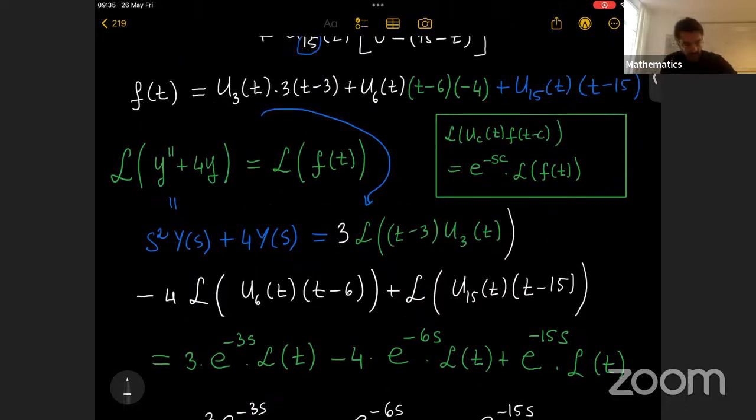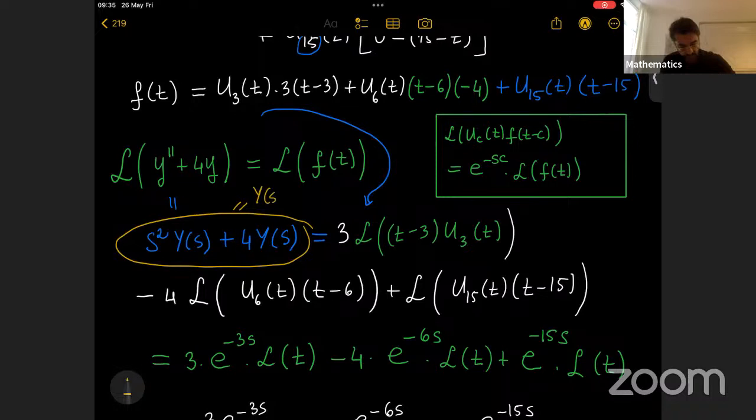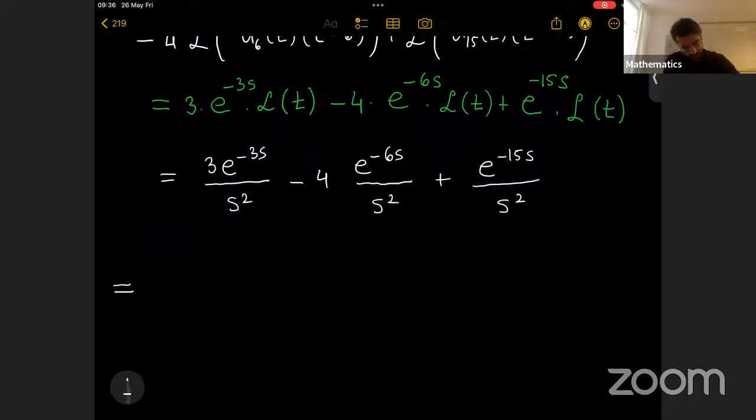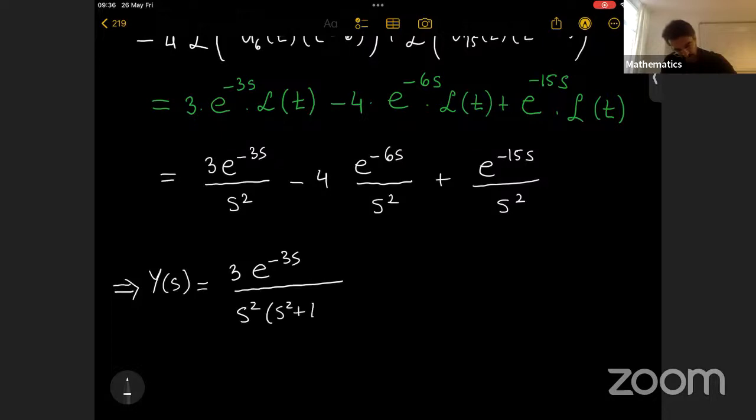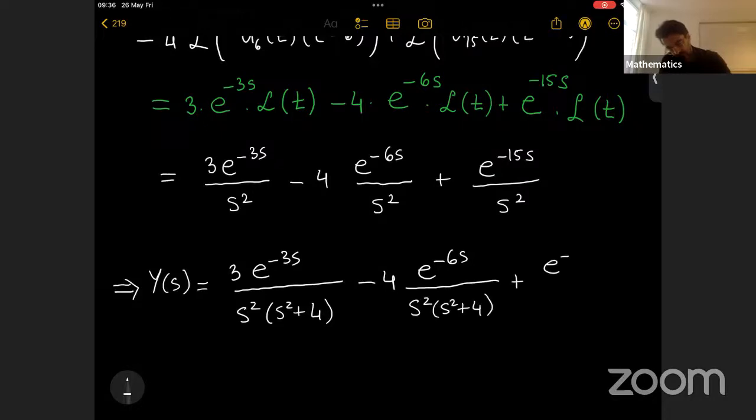On the right-hand side, we had this one. And the left side is nothing but Y of s times s squared plus 4. So you divide everything by s squared plus 4 and you get the following. Y of s is 3 e to the minus 3s over s squared times s squared plus 4, minus 4 times e to the minus 6s over s squared times s squared plus 4, plus e to the minus 15s over s squared times s squared plus 4.